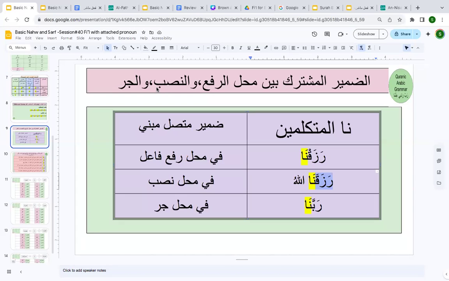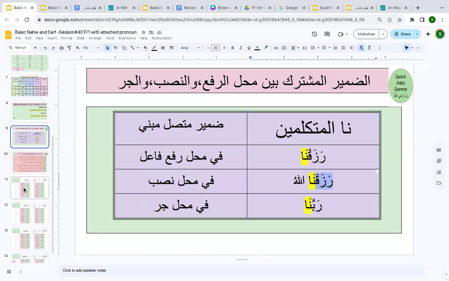Razaqa, razaqa, razaqu, razaqat, razaqata, razaqna, razaqta, razaqtuma, razaqtum, razaqti, razaqtuma, razaqtunna, razaqtu, razaqna. Right? So now you are going to practice a little more.